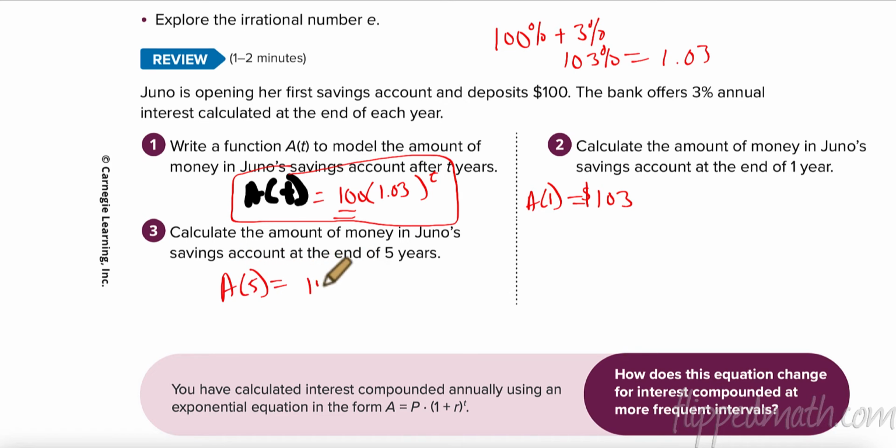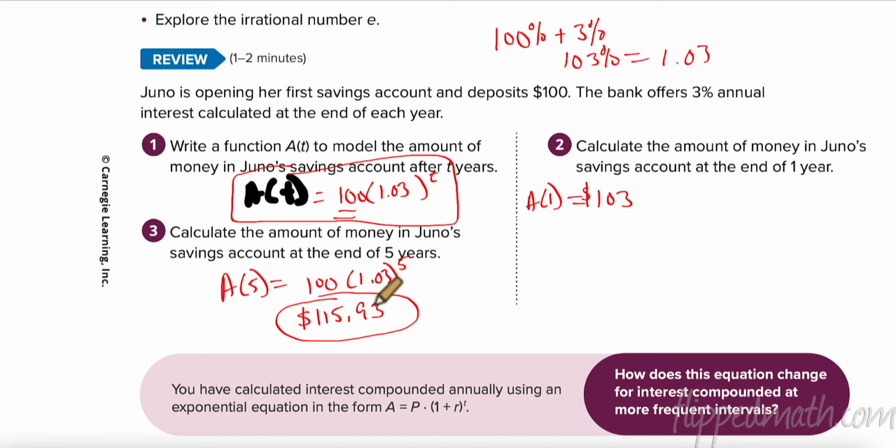All right, so we have 100 and 1.03. Again, now this is just calculator work. You can put that whole thing into your calculator, and you should get $115.93. Now, just so we're clear, I want to make sure we all understand that this is why math is important. She did nothing. She made $15 in 5 years.